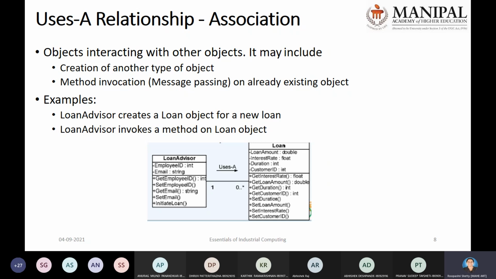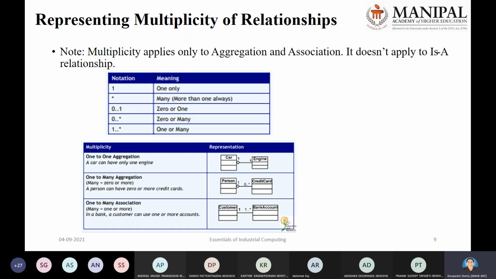Because when it is a loan, amount, interest rate, duration, customer ID have to be used, of course, right? So that is why, in order to invoke this initiate loan function inside the loan advisor class, it requires the loan object. So that is something like uses a relationship, or association.